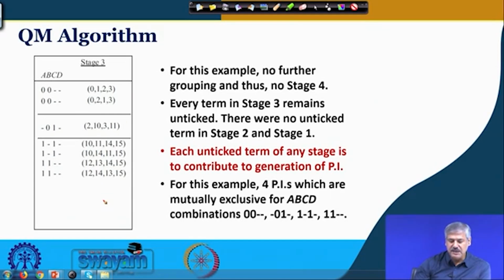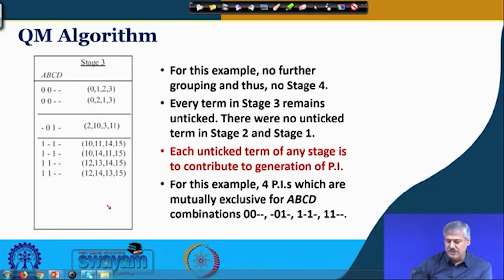Okay. Now, each unticked term, now we understand the significance of this unticked term. So, each unticked term is a member to contribute to prime implicant generation. So, each unticked term will generate a prime implicant. Okay. So, here all this will be coming from this stage, but if in any previous stage there is an unticked term, okay, so that has to be brought forward in the final prime implicant that we get out of this exercise.